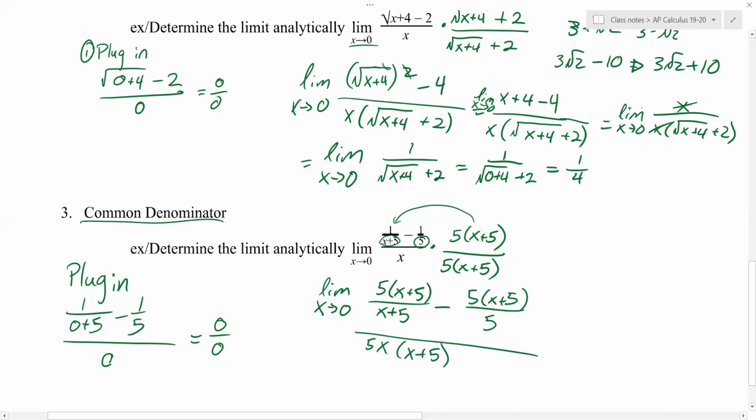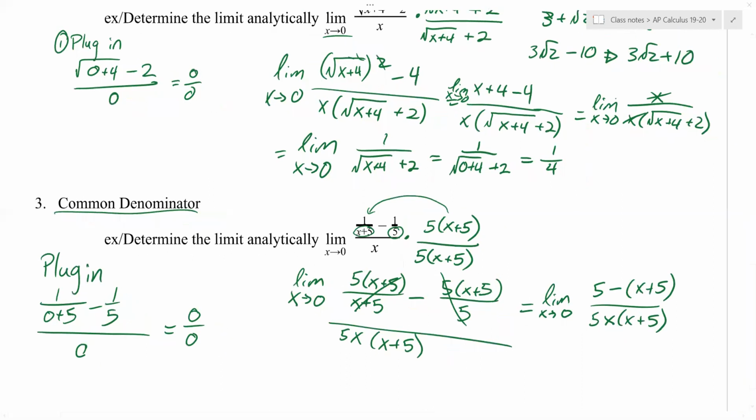So let's do some canceling out here. These will cancel, these will cancel. So we're left with limit as x approaches 0 of 5 minus x plus 5, divided by 5x times x plus 5. So now, when we distribute this, we'll have 5 minus x minus 5. So the 5's will cancel out. So we will have limit as x approaches 0 of negative x over 5x times x plus 5.